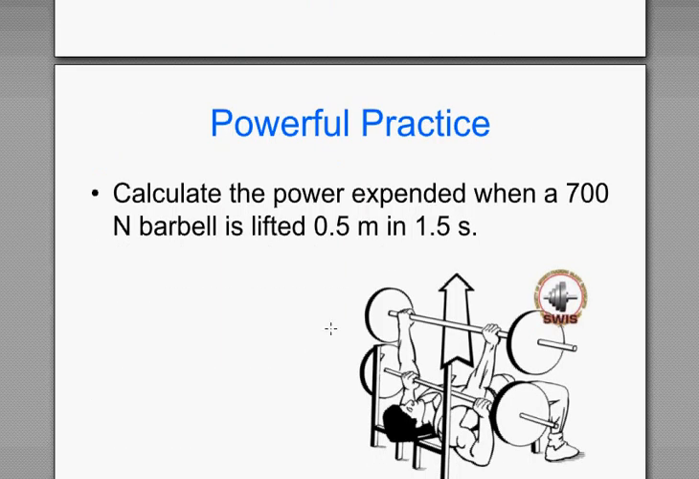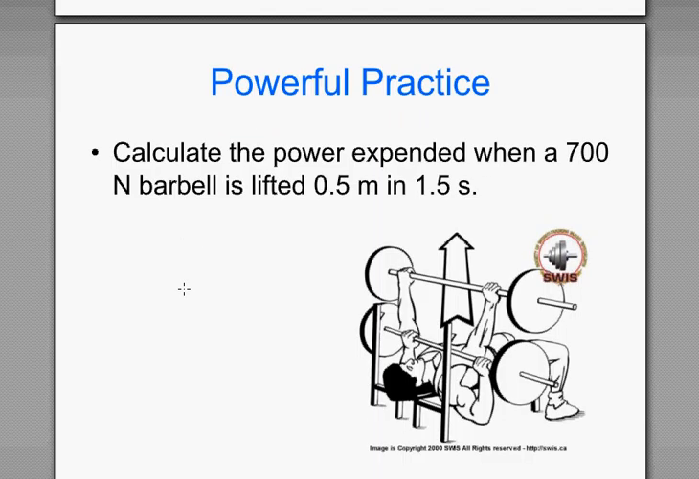Here we go. Here's one last one. We say calculate the power exerted when a 700 Newton barbell is lifted 0.5 meters in 1.5 seconds. Well, we don't really have a whole lot of power formulas. Power equals work over time, which equals force times distance over time, because remember, work equals force times distance. You could also even write it as delta E over t. That's something interesting to think of. And if you think about this, d over t, what's d over t? That's velocity.